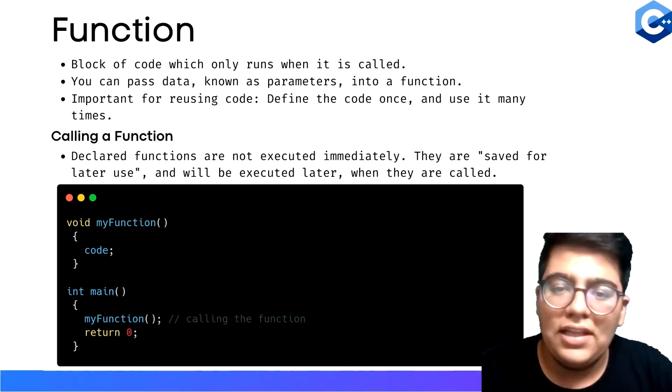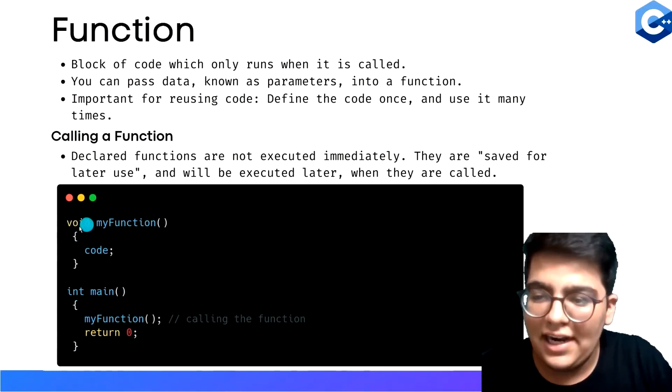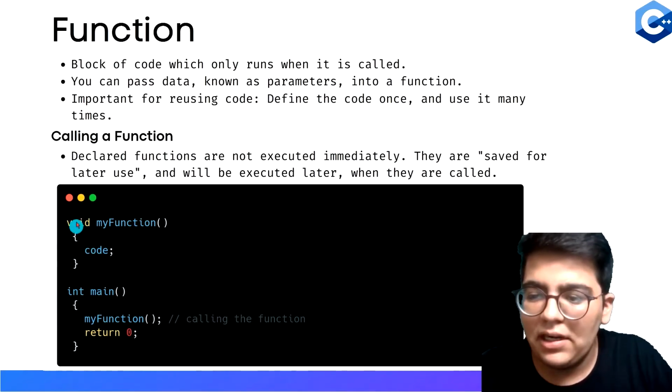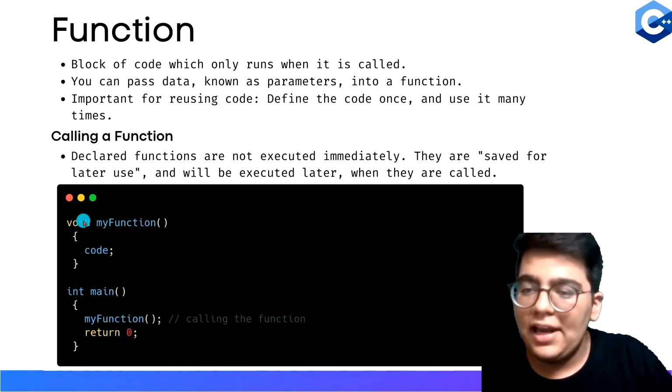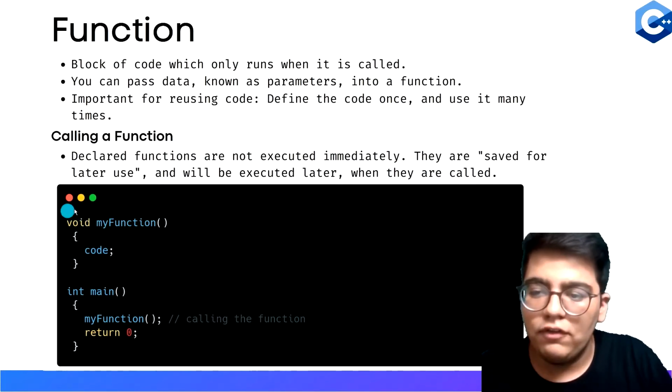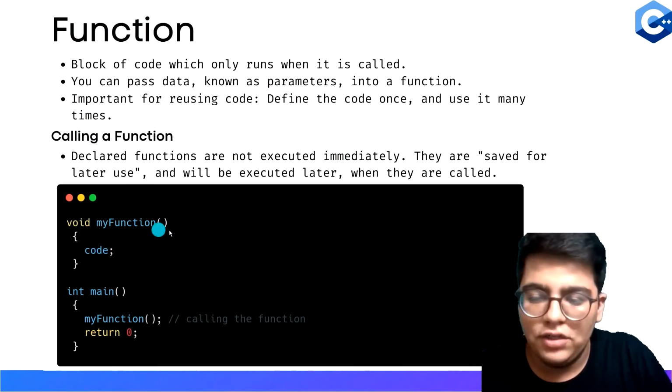All right, so let's have a look at the syntax. Here's the data type, like we have int main. Similarly, if you want an integer output, you use int. If you don't really need an output from the function, if you just need to do something else, you use a void function. And then this is the name, my function, whatever name you want to give it.